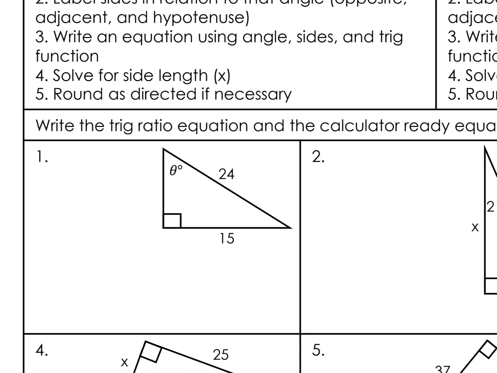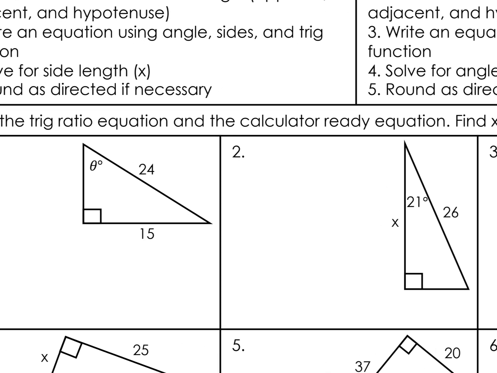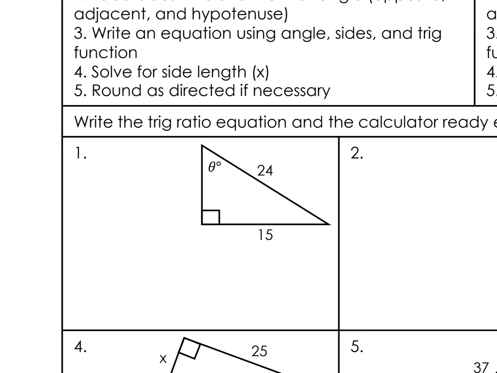So we have here, write the trig ratio equation and the calculator ready equation, find x or theta. All right, so following my steps, step 1 is circling my angle, labeling my angle, okay? And then step 2, I'm going to label my opposite, hypotenuse, and adjacent. So my opposite side doesn't touch the angle. My hypotenuse is across from my right angle, and then my adjacent.